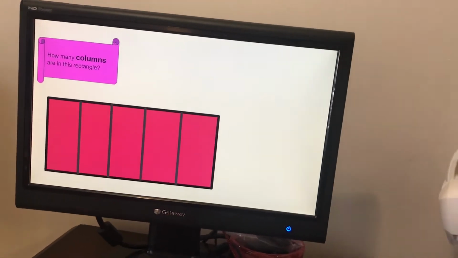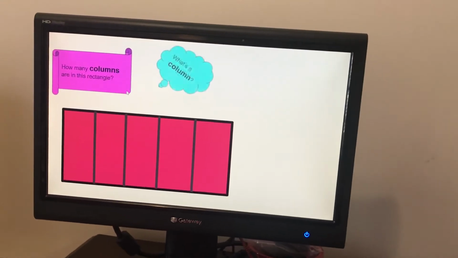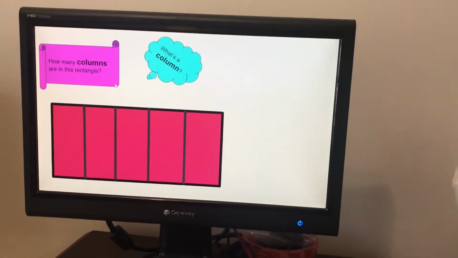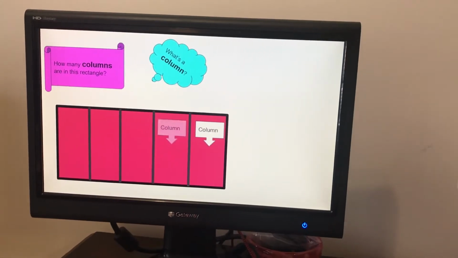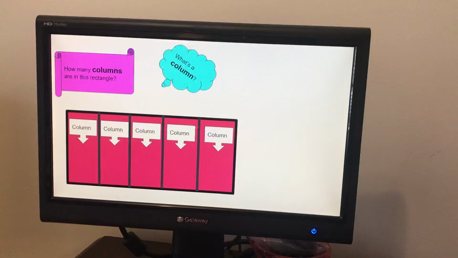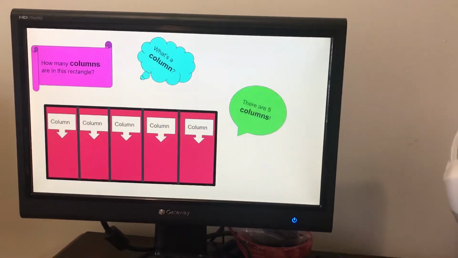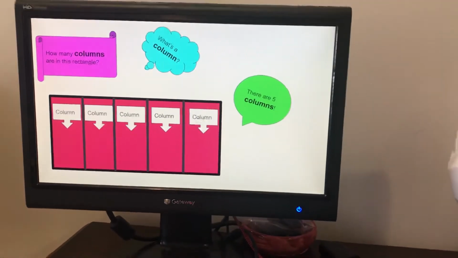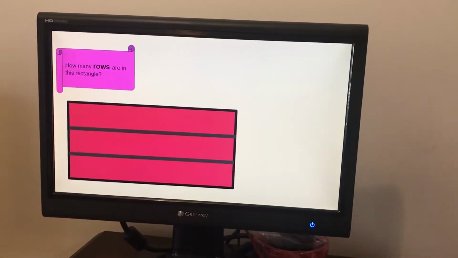So first, how many columns are in this rectangle? The first thing I need to ask myself is, what's a column? Well, if you watch the video, you know this is a column, this is a column, this. So, how many columns are there? There are 5 columns.